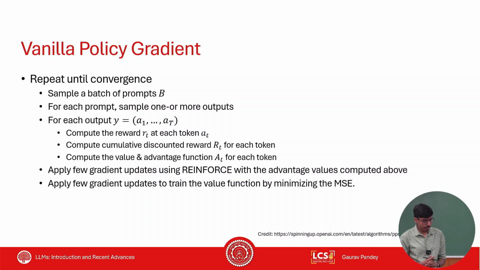You will sample a batch of prompts. For each prompt, you will generate one or more outputs, and for each output, you will compute the reward at each token, compute the cumulative discounted reward for each token, and then compute the value and advantage function for each token. So these three things you have to compute for each token. Then you will apply a few gradient updates using the REINFORCE algorithm with the advantage values that you got, and then you will apply a few gradient updates to train the value function by minimizing the mean squared error. And you need to keep on doing this until convergence.